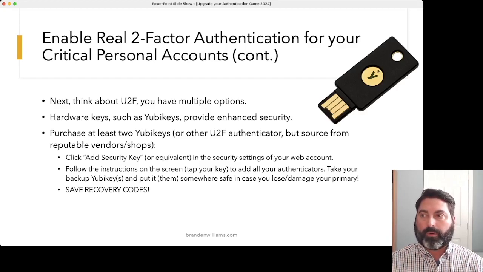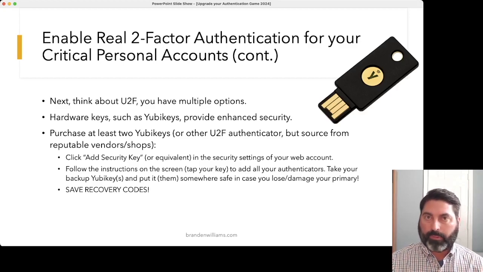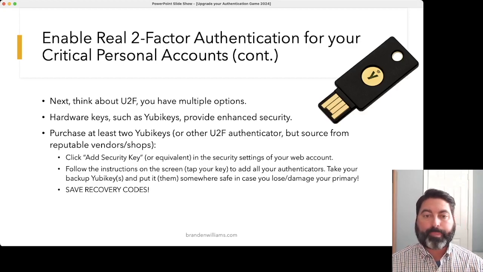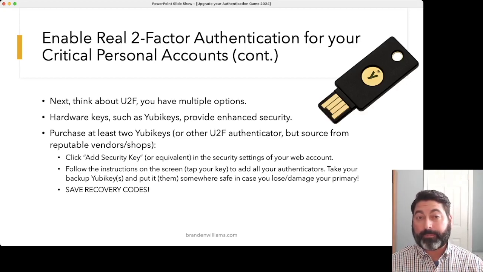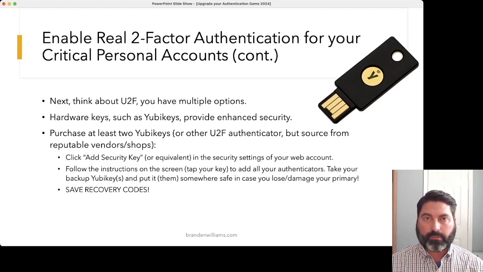But when you do this, you're going to see an option, something similar to the Authenticator app. When you go in, you're going to say security key. And so you'll click add security key or equivalent in the security settings of your web account, and follow the instructions on the screen, which is generally to tap your key. If you have set up your Yubikey with a PIN, it may ask you to enter your PIN and tap it again. And then it'll add it to your authenticators in your list.